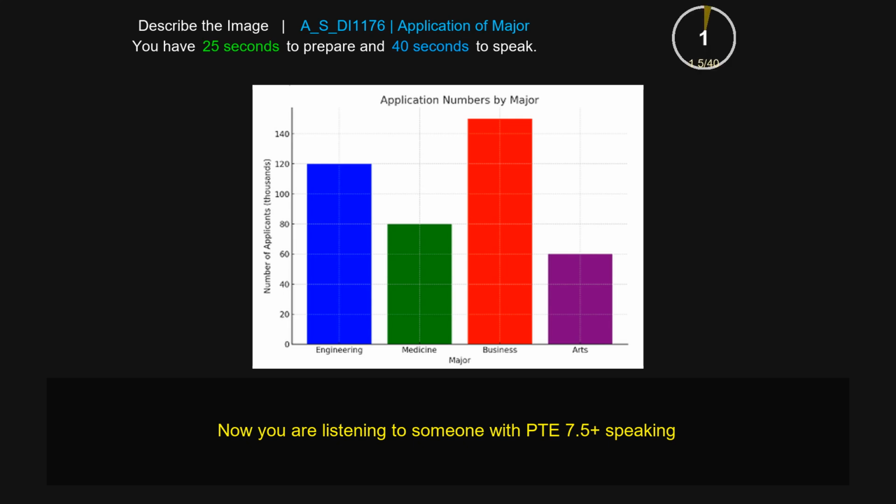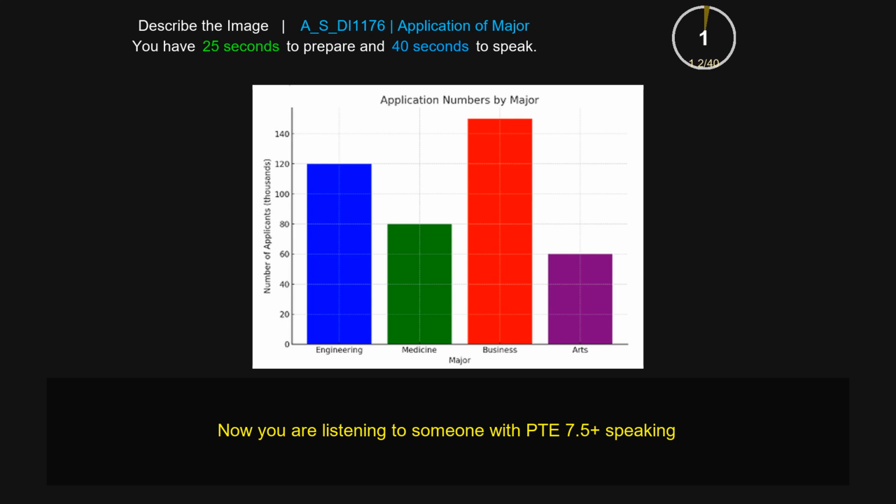This bar graph is about application numbers per major. On the right, we have number of applicants in thousands from 0 to 140. On the top, we have the majors, engineering, medicine, business, and arts. In conclusion, the highest one is business and the lowest one is arts. And the colors are blue, green, red, purple, and the background is white.